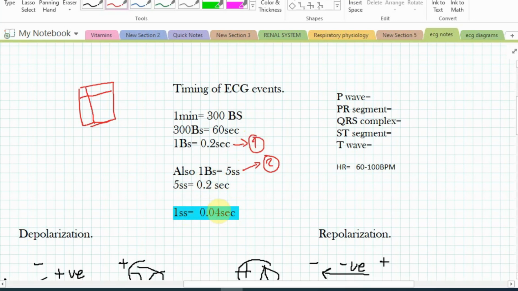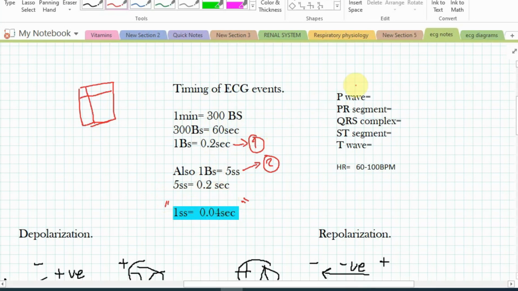Now I don't know how well you concentrated on all this, but it's better if you memorize that 1 small square is equal to 0.04 second, specific to this speed of the paper. This is the value of 1 small square in terms of time.